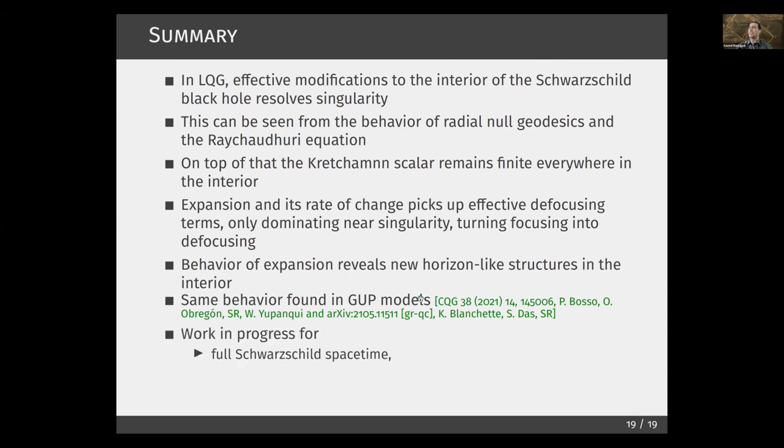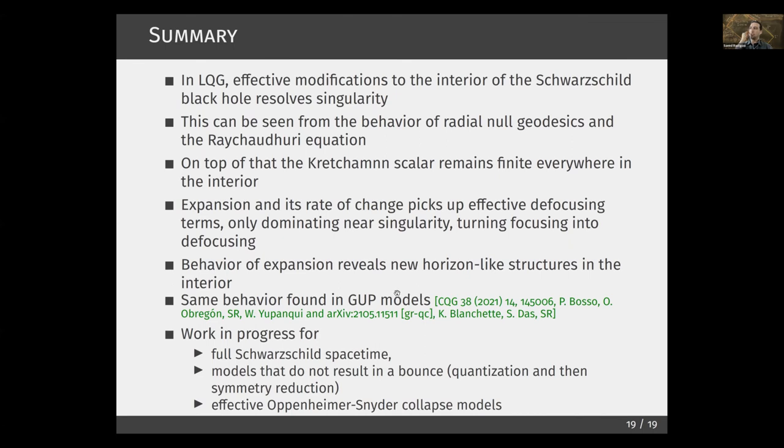And then the work that we are currently considering is the full space-time, and models that do not have bounds, and also effective models with matter collapse, that are Oppenheimer-Snyder models in this case. Thank you.